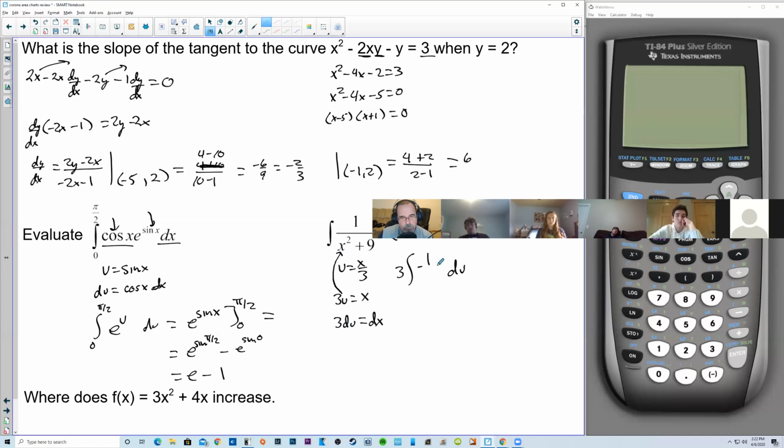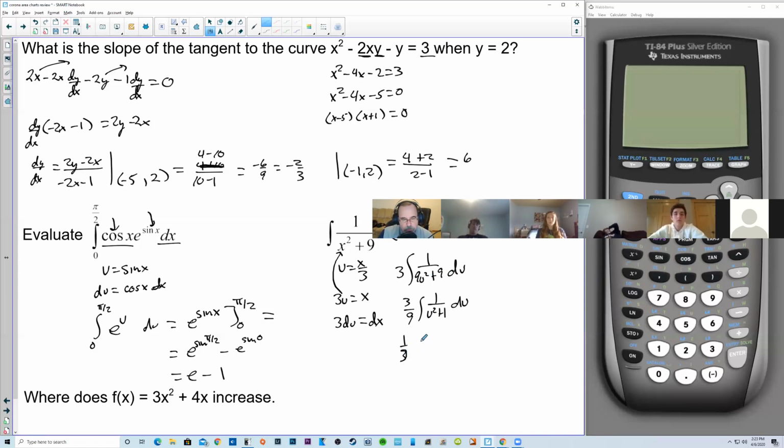So we have 1 over 9u squared plus 9. And now I'm trying to work my way to the derivative of inverse tangent. We can factor a 9 out of the denominator. That's 1 over u squared plus 1. And I have what I was looking for. So now it's 1/3.